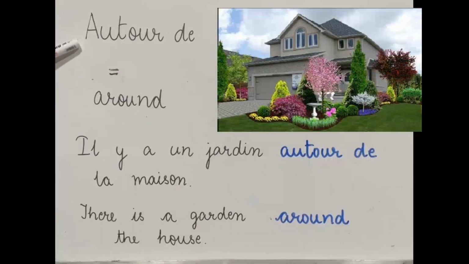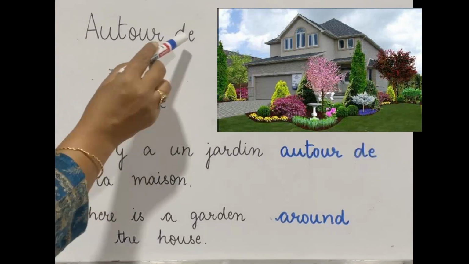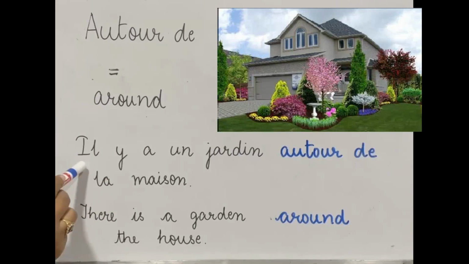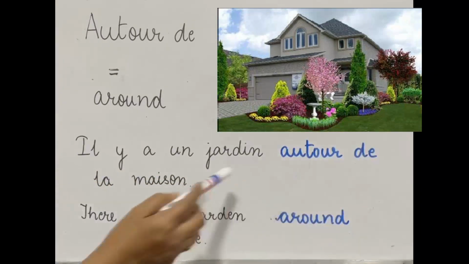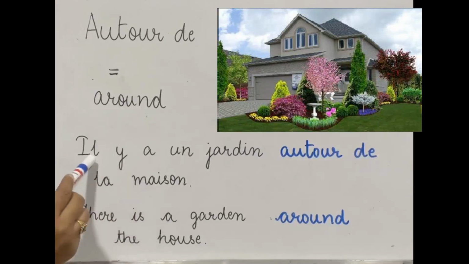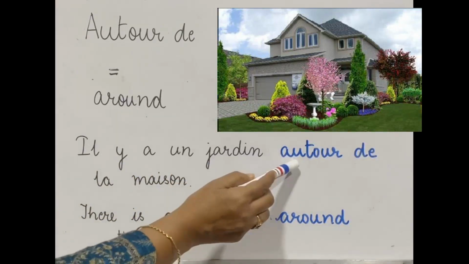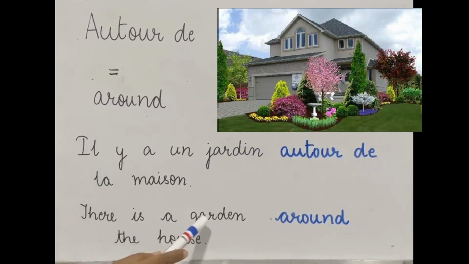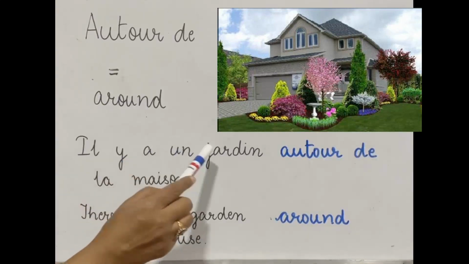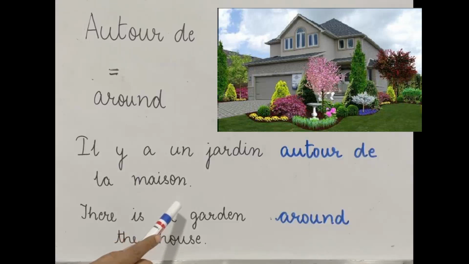So next preposition we are doing here, autour de. This means around. Autour de means around. Il y a un jardin autour de la maison. That means there is a garden around the house. Il y a un jardin autour de la maison.